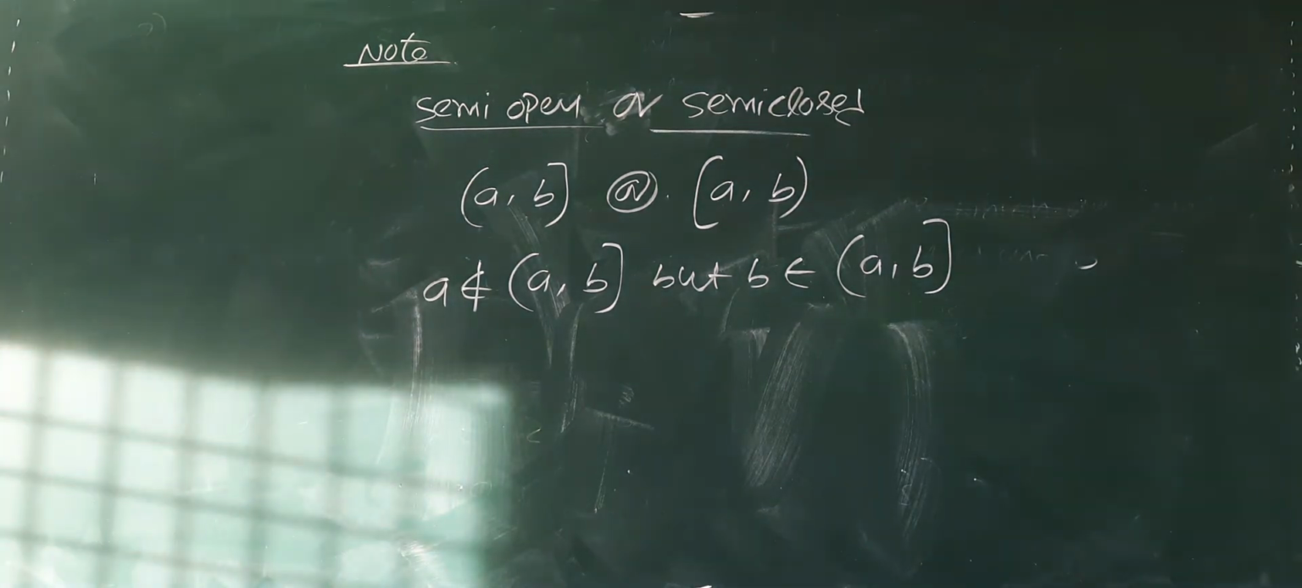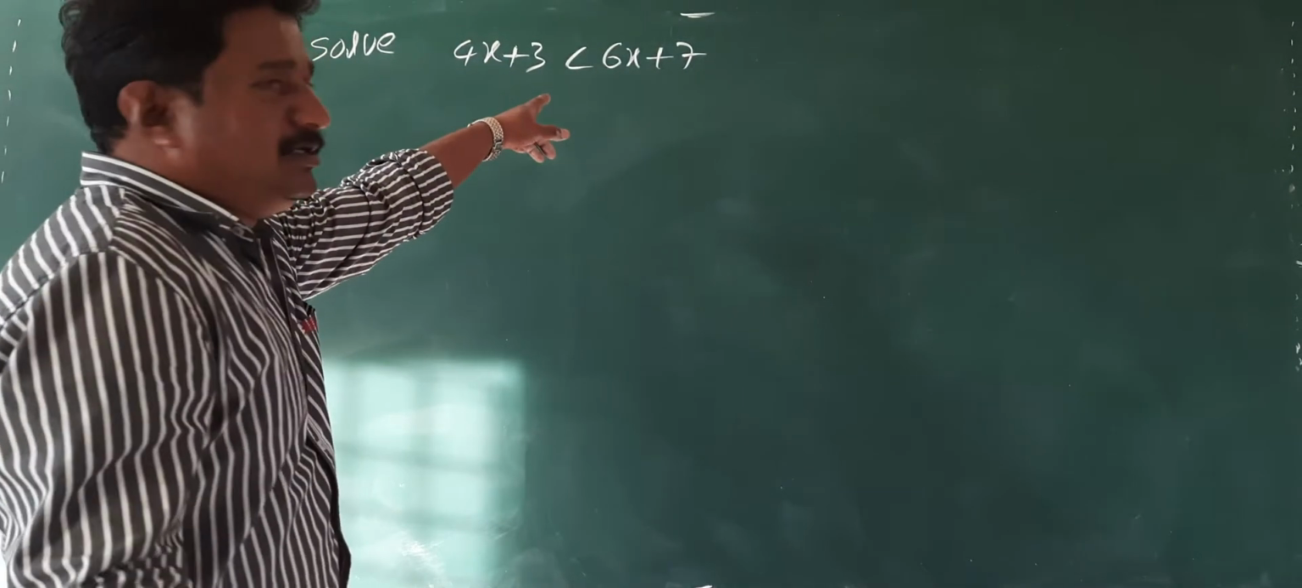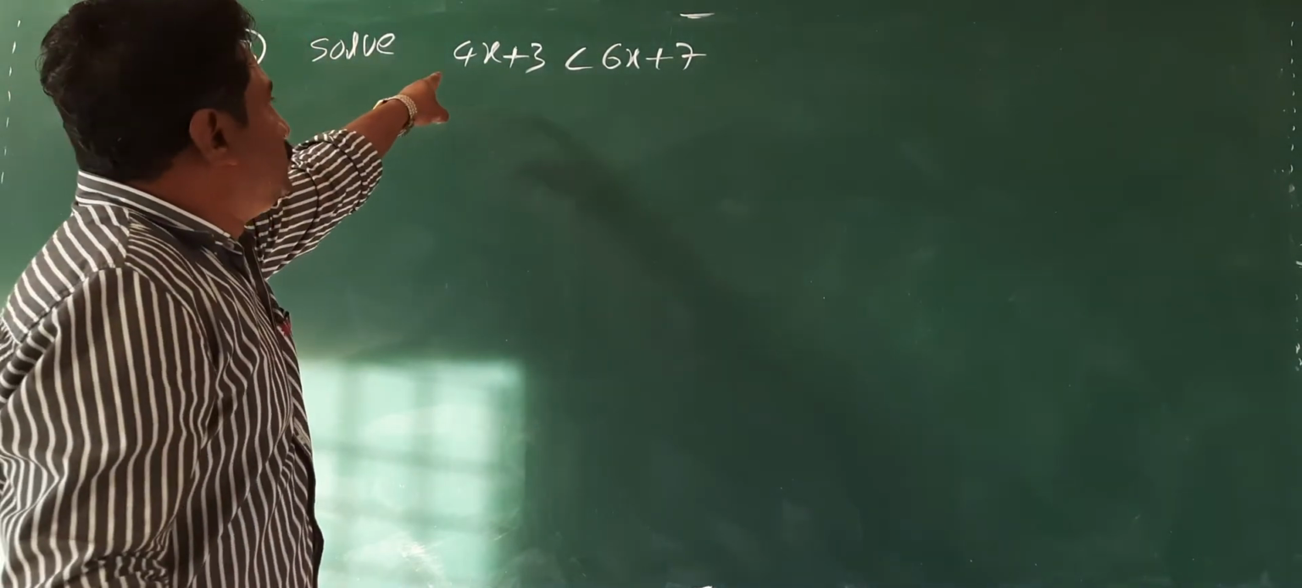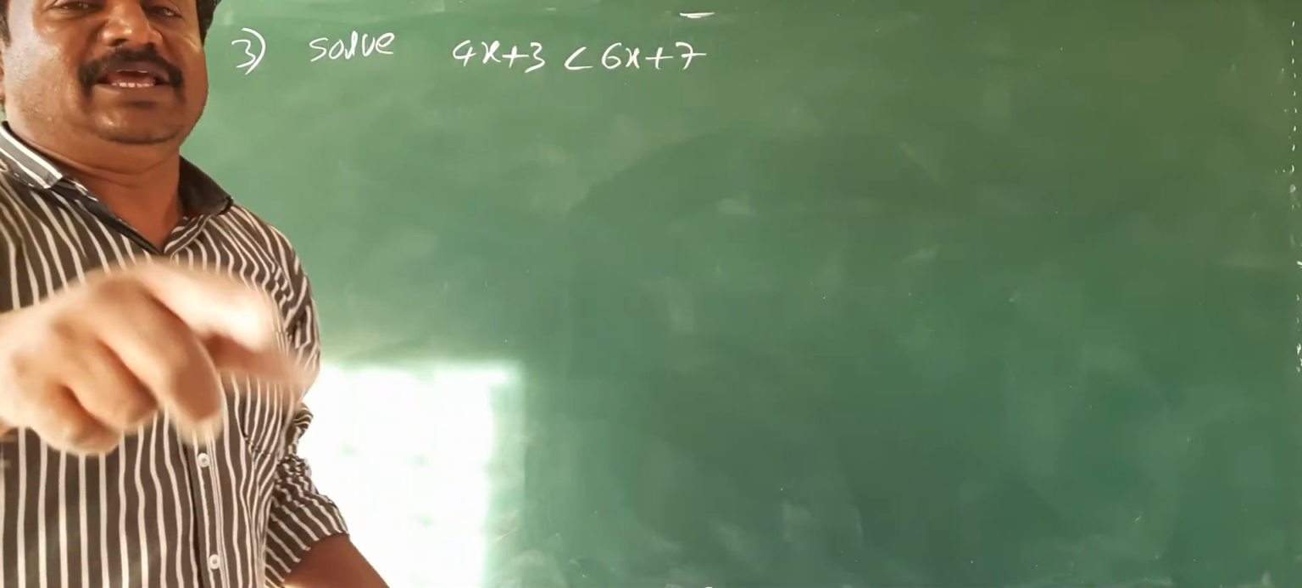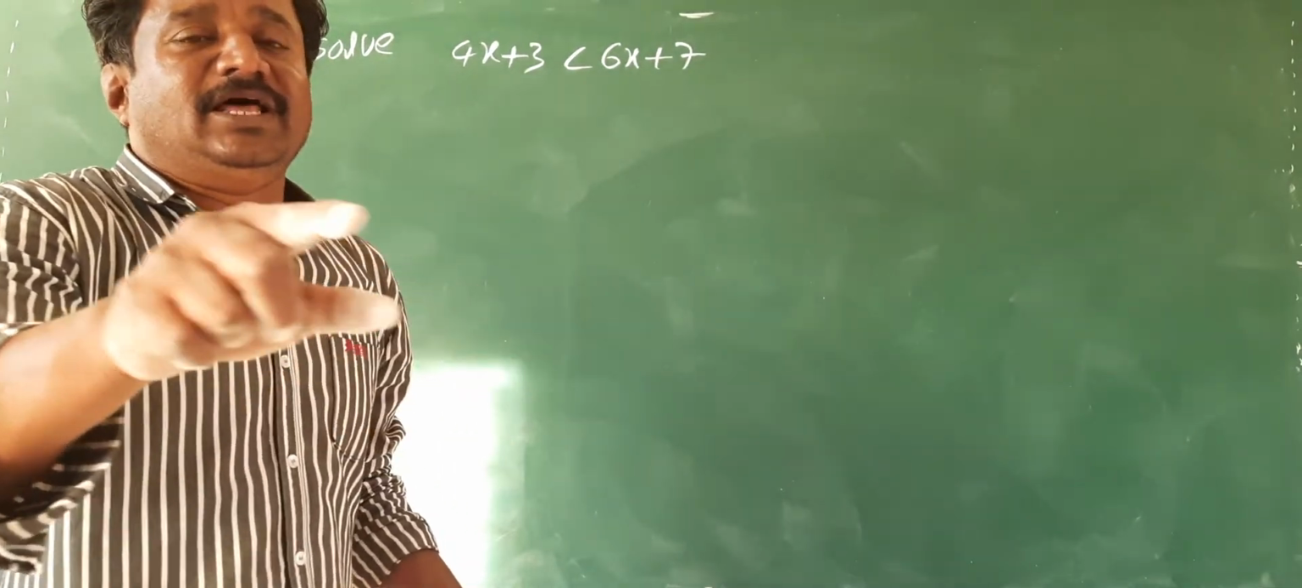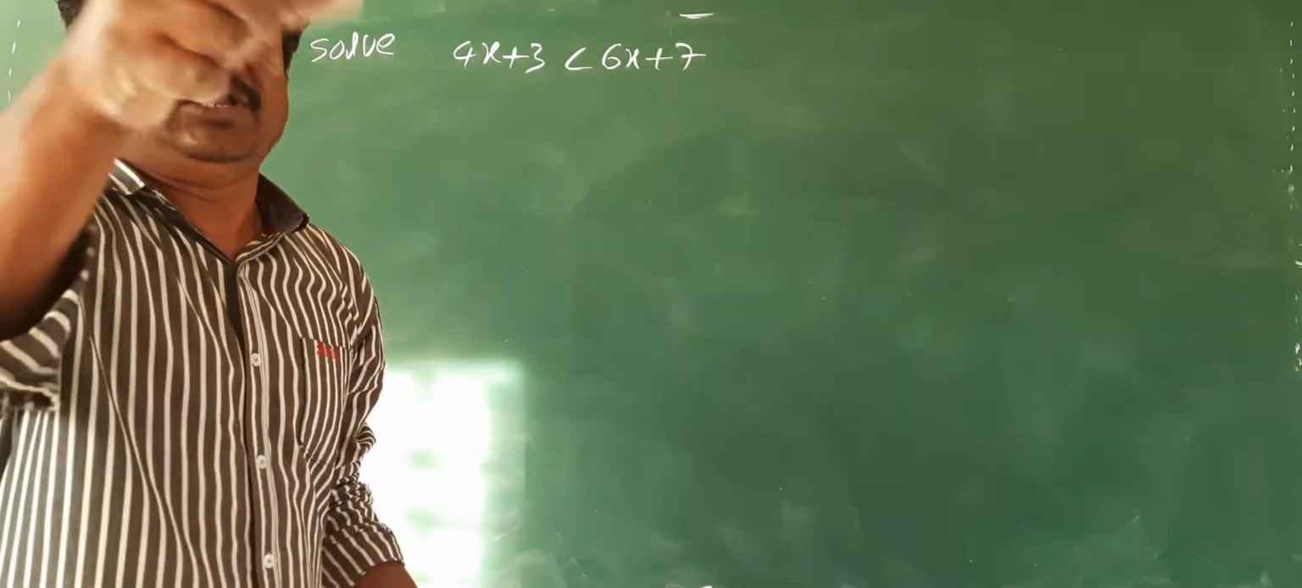So right, you look at this one more. Here it is: solve this, 4x plus 3 less than 6x plus 7. Nothing has been mentioned. Nothing has been given about x.